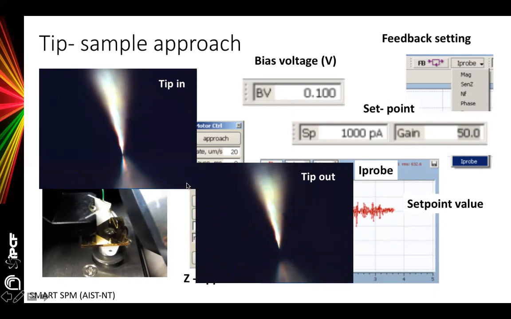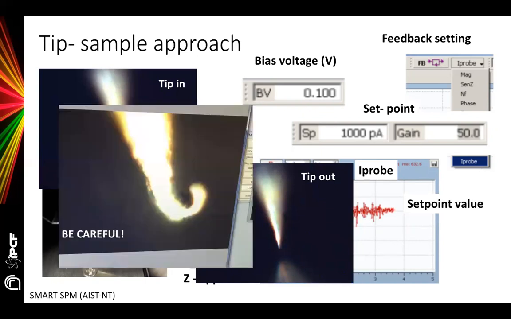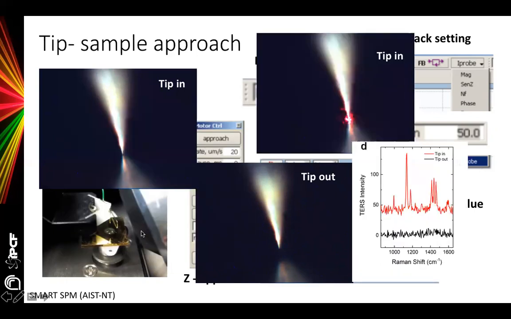This is a very delicate point that needs a lot of attention if you don't want to end up with tips like this. So at this point, we can shine the laser on the tip and perform our TERS experiment. So this is the signal with the tip in contact, and this is the signal with the tip far from the substrate.